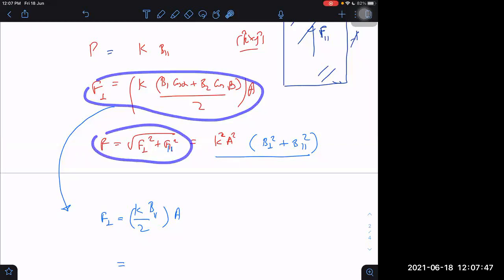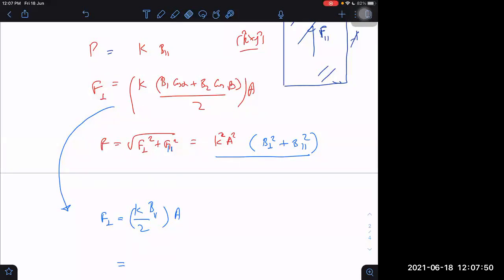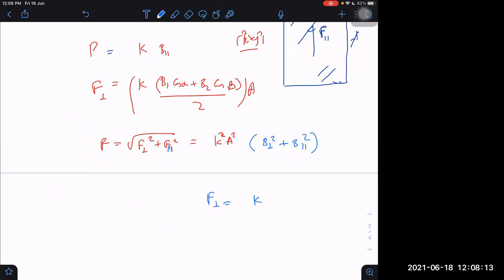And the total force on the sheet. Have you seen these forces written at that time? Yes, sir. So after that, I'm saying that I could write this f perpendicular in a different way also. What is f perpendicular? f perpendicular can be written as k into b parallel divided by 2 into area.